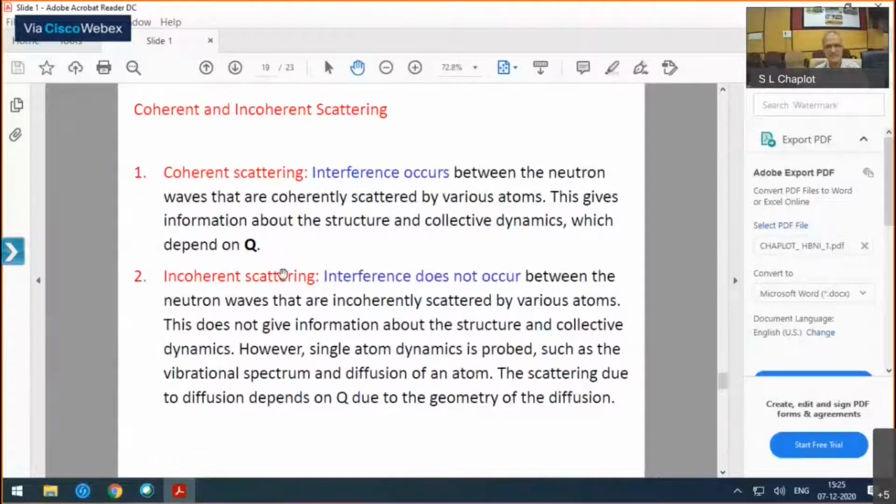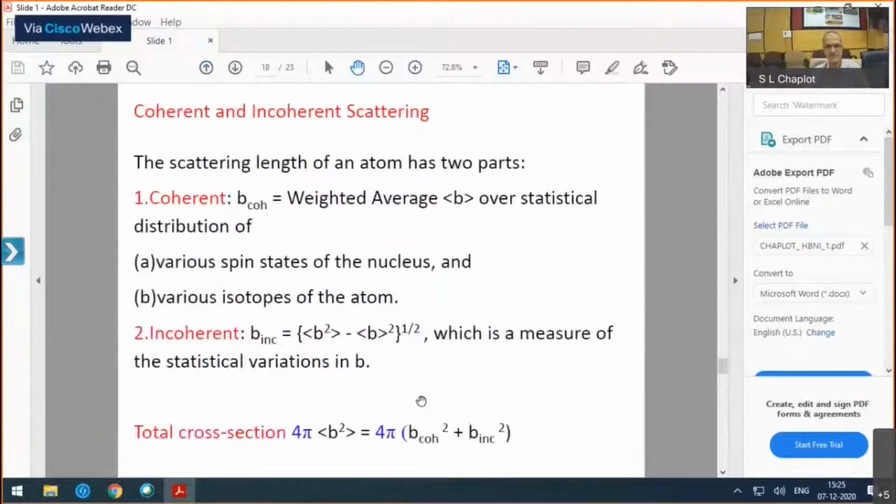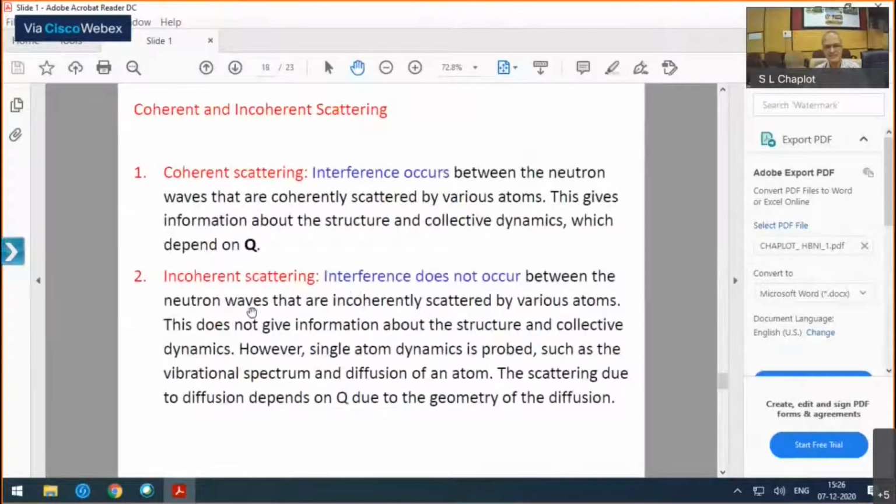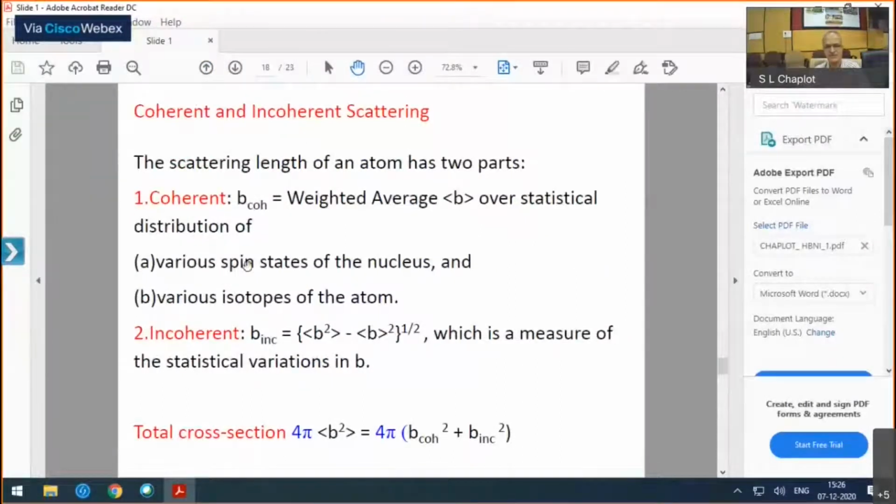Whereas the remaining part of the scattering, which is not the coherent scattering but the incoherent scattering, also occurs. That scattering occurs again from all the atoms, but that part of the scattering cannot interfere because it doesn't have any phase relationship. The reason is that you never know from which isotope or which spin state it has occurred.